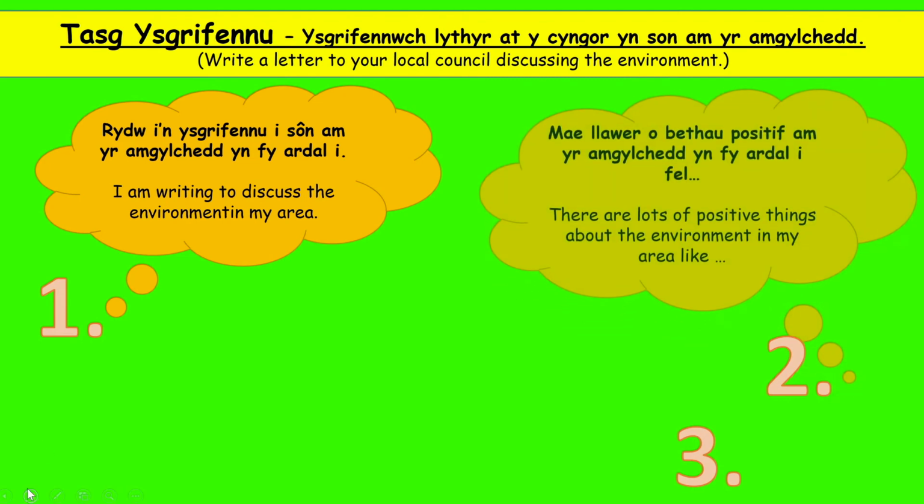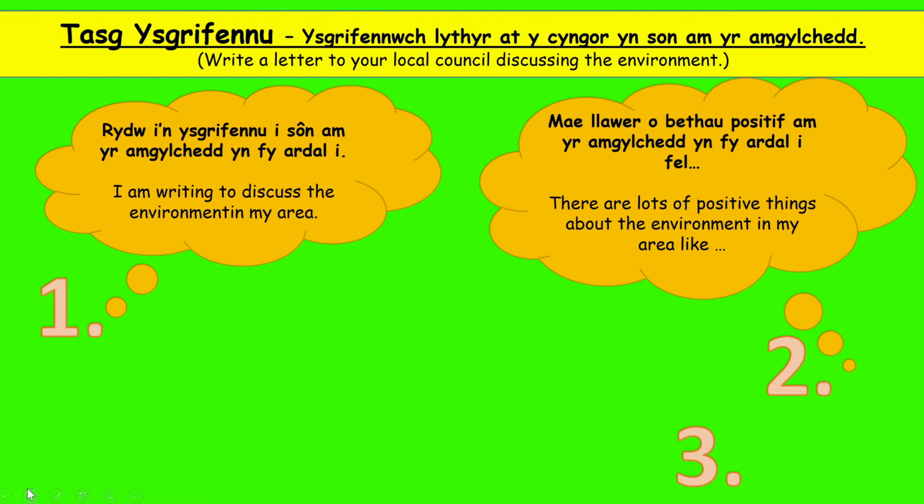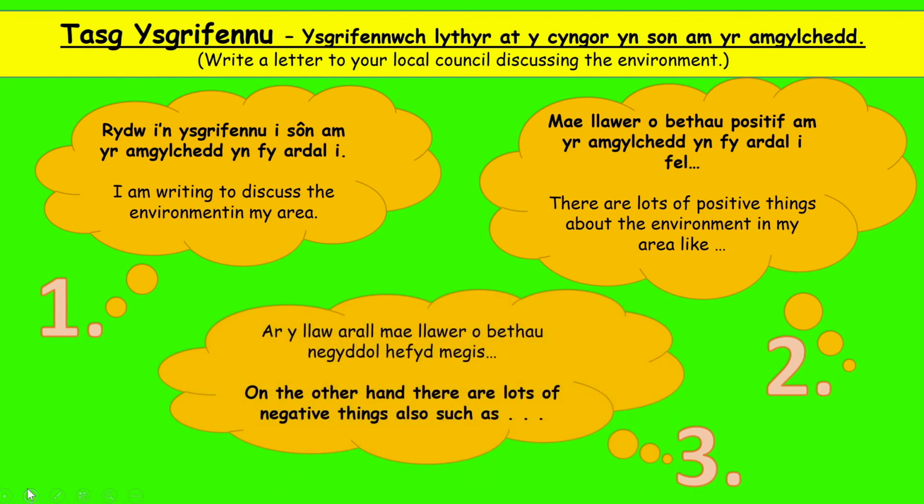Moving on to paragraph 2. Now, here is your paragraph opener. There are lots of positive things about the environment in my area. Mae llawer o bethau positif am yr amgylchedd yn fy ardal I fel. And then you can start listing the positive things about the environment where you live. Third paragraph. You are now referring to these negative aspects about the environment. Maybe there's too much rubbish. Maybe there's not enough recycling bins.